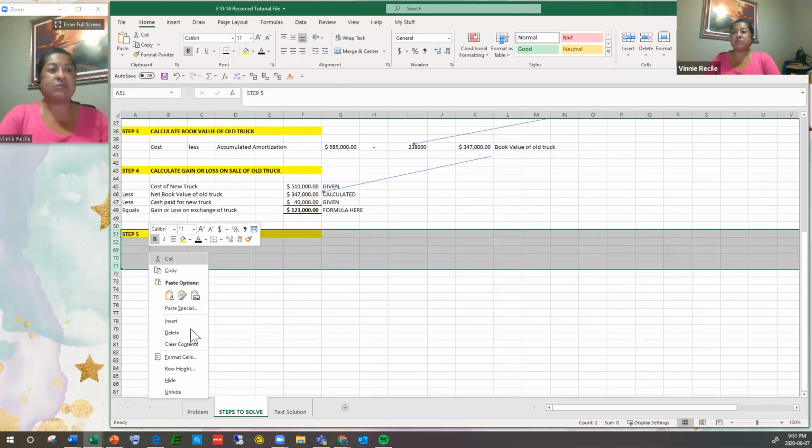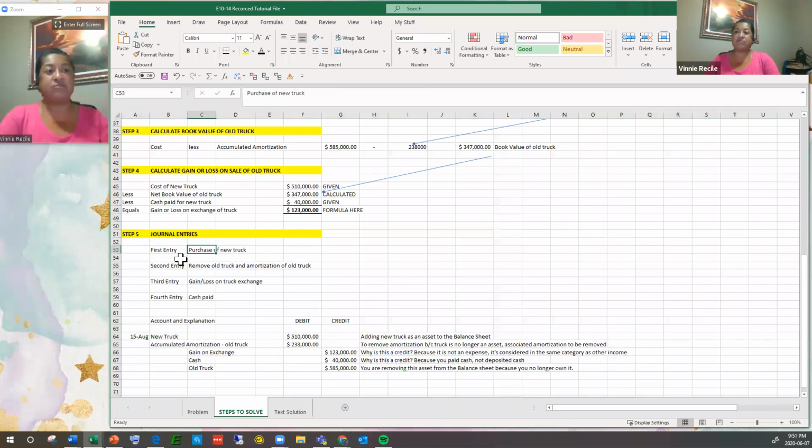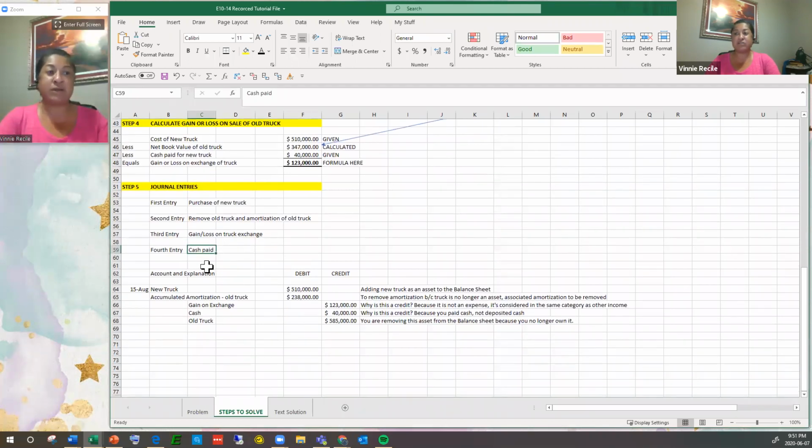So let's then go ahead and record the journal entries, which is the last step here. When we're recording journal entries, I think the key thing you need to remember is you need to have something to account for each occurrence that's happened here. And so I've tried to break this down so that you can have sort of a checklist. The first entry is the purchase of the new truck. The second one is the removal of the old truck and its associated amortization off the balance sheet. The third is to record the gain or the loss on this exchange. And then the fourth is to record any cash that's been paid out. You can use this as guidance, but just make sure when you're recording the entries, you're thinking about everything that's occurred here and where that resides in the income statement or the balance sheet.